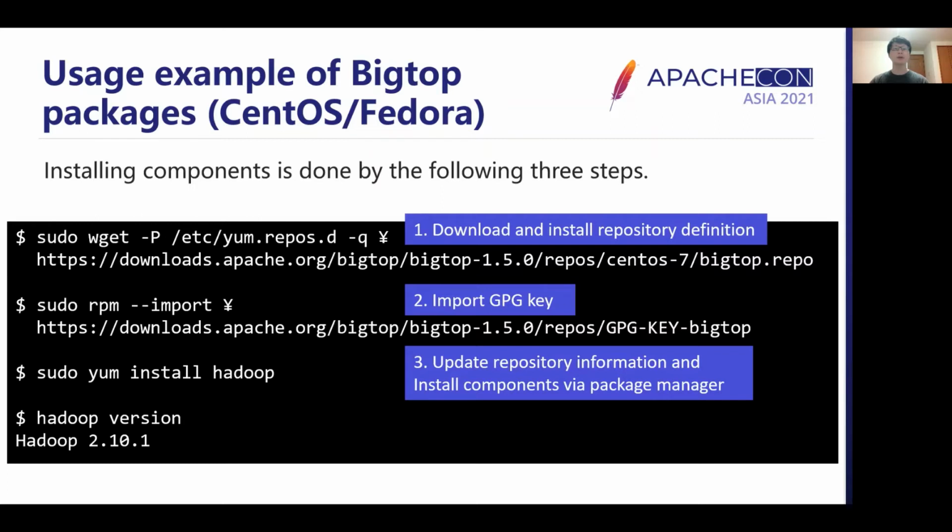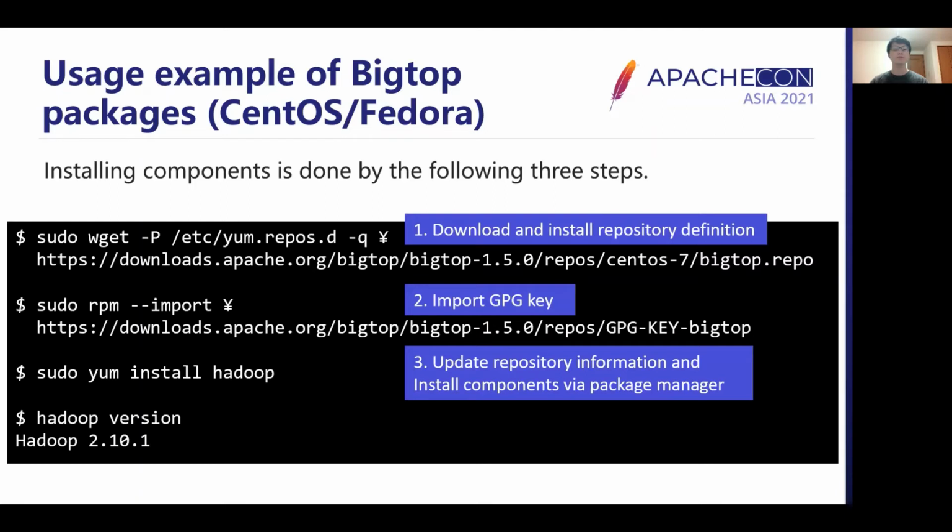First, download and install the repository definition from the ASF site. This URL is the same as introduced in the previous slide. Change the Bigtop version and Linux distribution in the download URL in accordance with your environment.